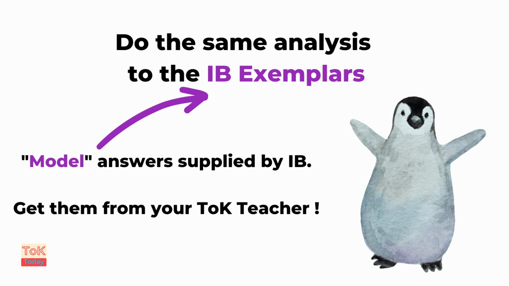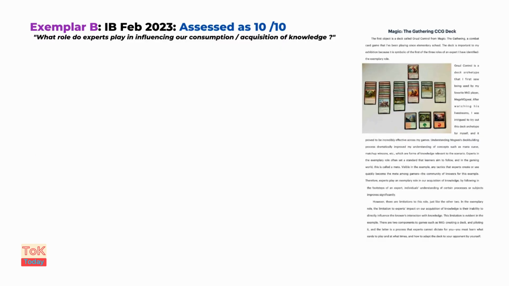So your ToK teacher has these model answers, the perfect answers that have come from IB, and they should have shared them with you, and if they haven't, you can just ask them politely and they will share them with you. And you can do the same analysis to the IB exemplars. I'm going to do that to this exemplar, which is exemplar B, which was assessed as 10 out of 10 in February 2023. And I'm sharing it here very, very small and a little bit blurred, and that means that I'm not sharing it publicly because you can't really from this see what that exemplar says. But you can get this exemplar from your teacher. It's exemplar B and it's 10 out of 10.